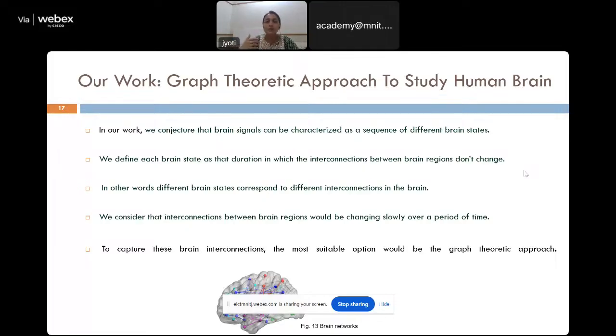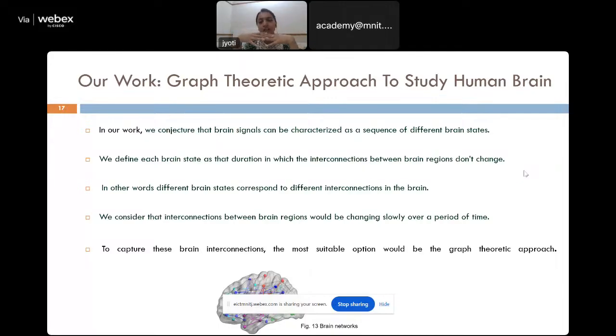So we think that when we are performing different tasks, suppose I am doing finger tapping, or I'm talking to you, or I am watching something, different brain states will be there corresponding to different tasks. And what do I mean by brain state? Brain state means the duration in which the interconnections between brain regions do not change.